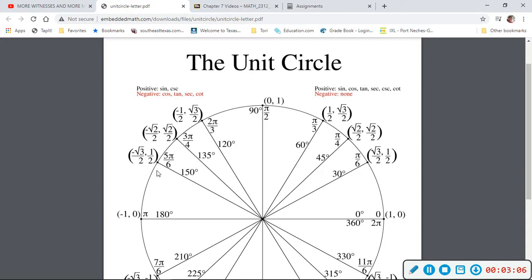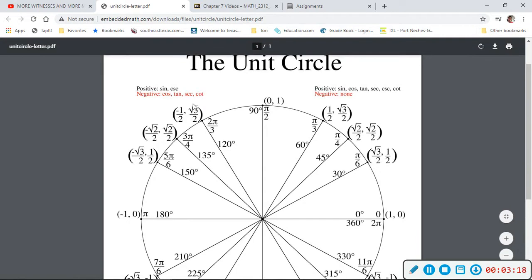I want the y value. I guess it really doesn't matter, being that it's negative. There's only one. Y is 1. This is square root of 3 over 2. So that's this one. If it was this way, it would be square root of 3 negative. So this is the angle. 5 pi over 6 and 150. That would give me that.